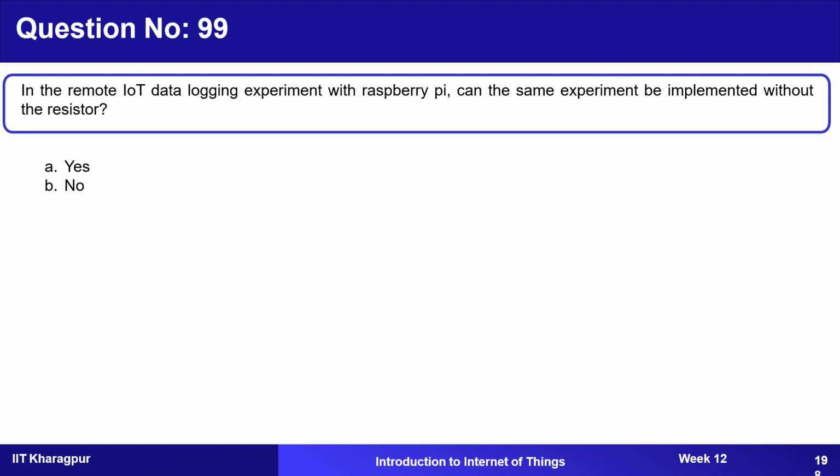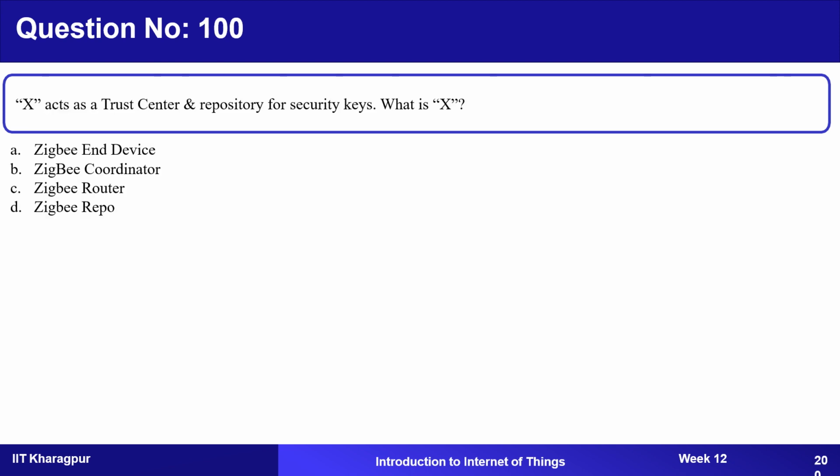Next question: in the remote IoT data logging experiment with Raspberry Pi, can the same experiment be implemented without a resistor? Yes or no? The correct option for this is yes. Next question: X acts as a trust center and repository for security keys. What is X here? ZigBee end device or ZigBee coordinator. The ZigBee coordinator is the correct option for this.